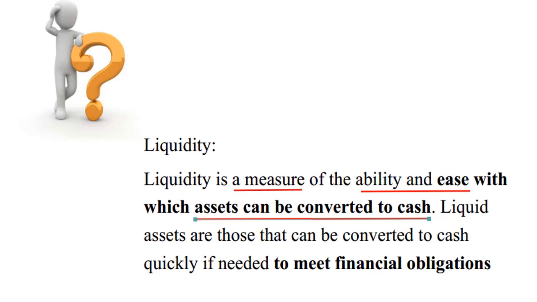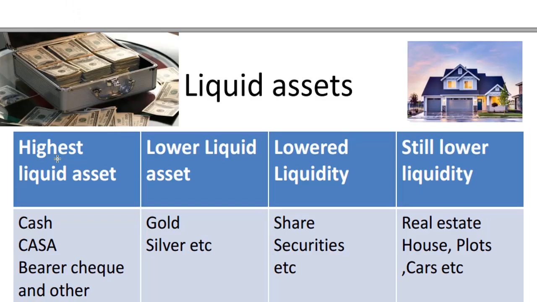Ability and ease for what? Ability and ease of asset to get converted quickly into cash. So the ability and ease to get converted into cash. Now suppose if we want to measure liquidity, we can just measure by calculating time needed for an asset to get converted into cash. If we want to convert a particular asset into cash, we need to sell it, right?